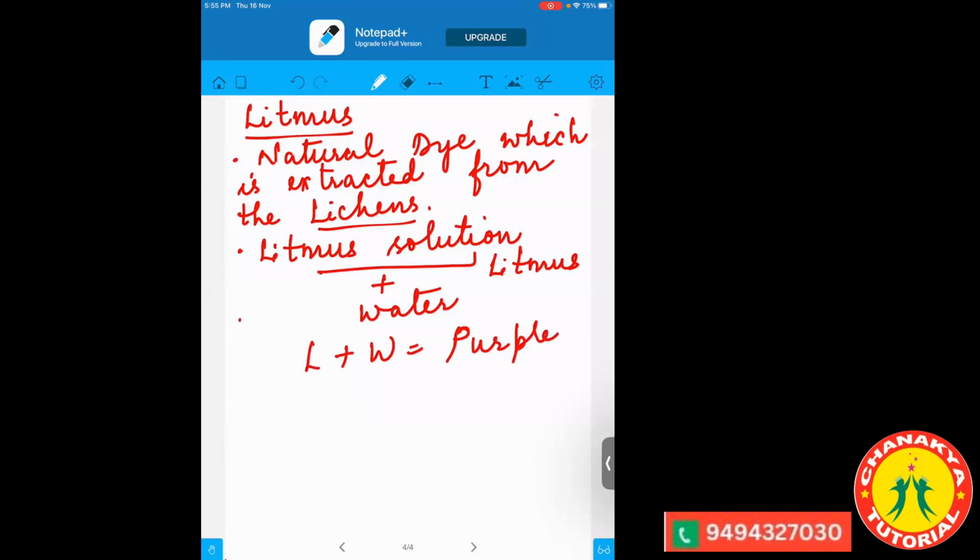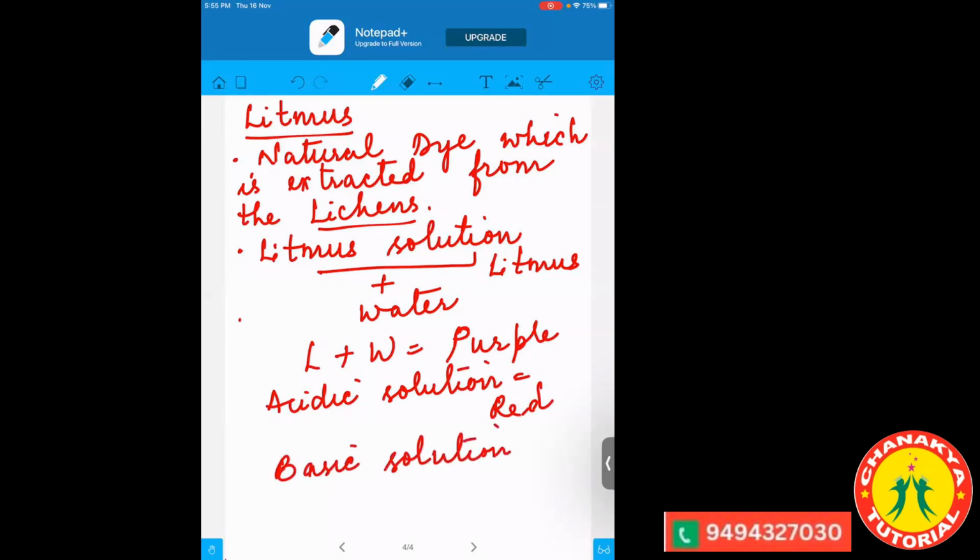But when any acidic solution is added to it, it changes its color to red. So the purple color will change into red. At the same time, when any basic solution is added to it, what happens? It changes its color to blue. So that is how it reacts. In normal distilled water, it will be purple in color, but when an acidic solution is added, it will convert into red. And when a basic solution is added, it will convert into blue. So that is how it works. Fine.